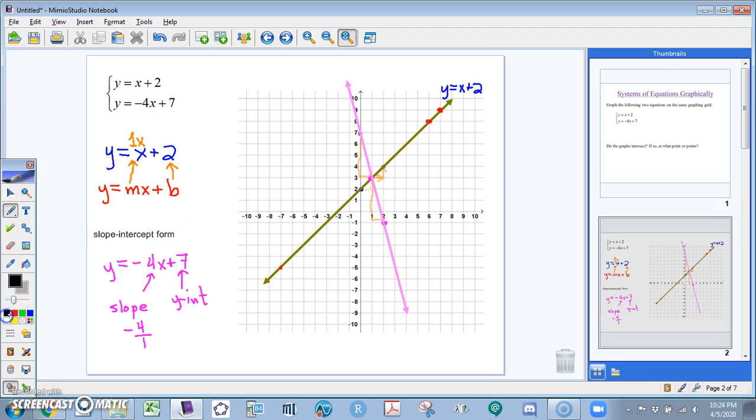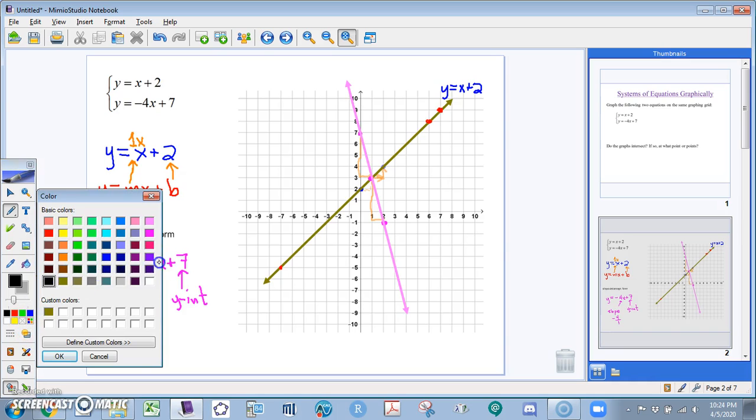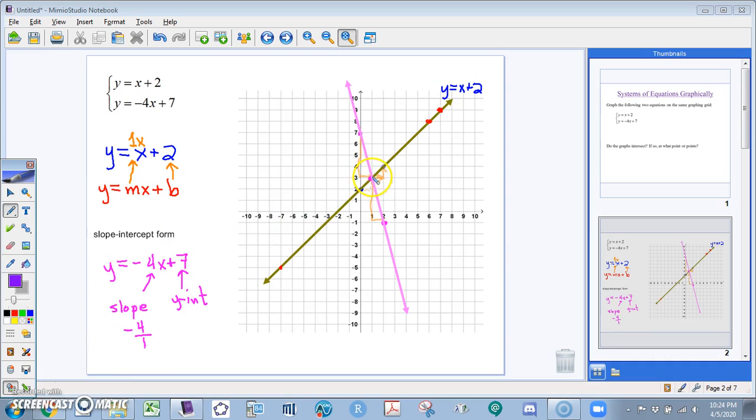And because I don't have a straight edge here to work with, mine is not coming out quite as perfectly as I would like, but hopefully you can see pretty well there that these two lines do intersect at the point. Well, if I read that, remember you put the x coordinate first and then the y coordinate, so they intersect at the point 1, 3.